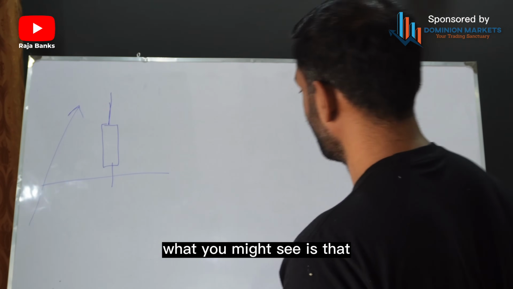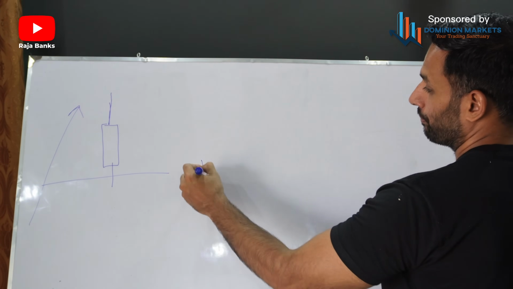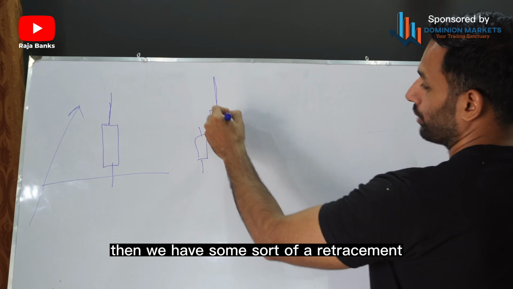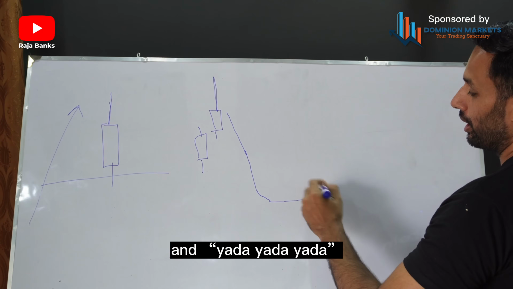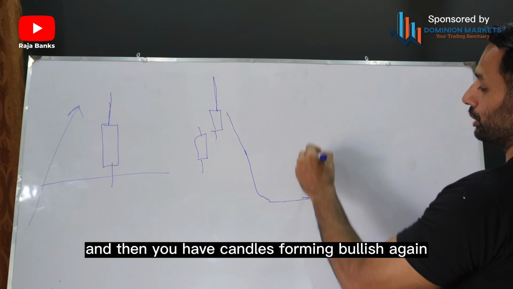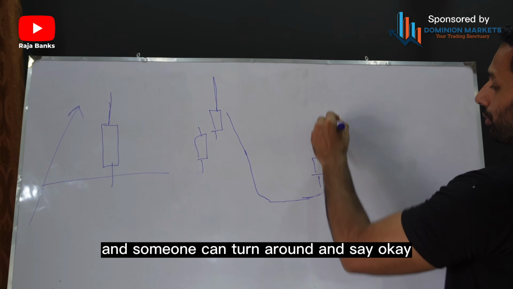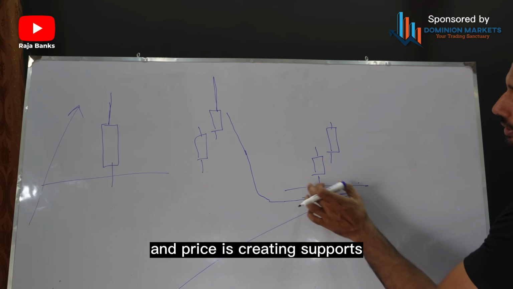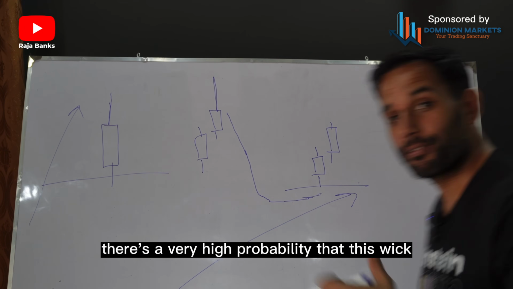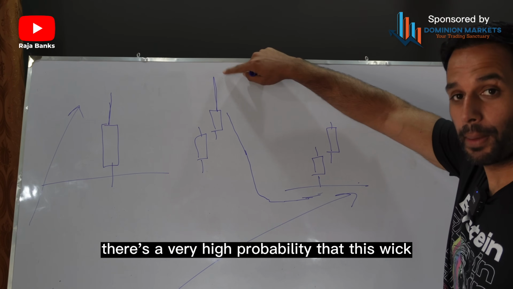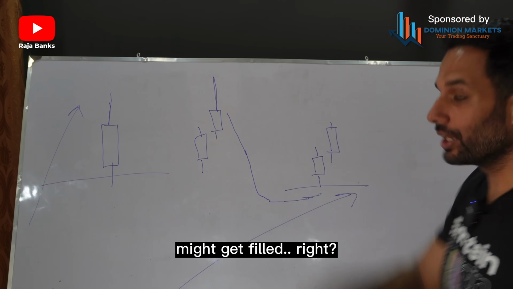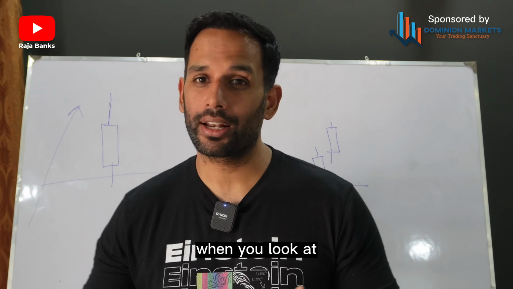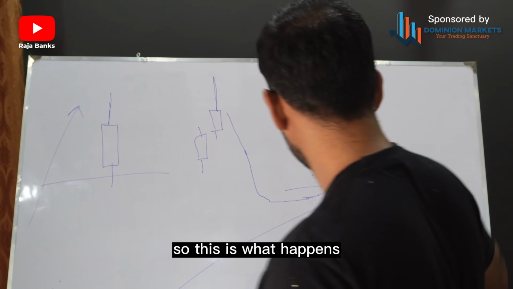Or, for example, you might see market structure to the left-hand side, and price moves up and leaves a wick right here. Then we have some sort of a retracement, and then you have candles forming bullish again, right? Someone can turn around and say, okay, since we have an overall uptrend and price is creating supports at this point, there's a very high probability that this wick might get filled. Now, what does this mean when you look at market structure, or when you look at the candles themselves? So this is what happens.